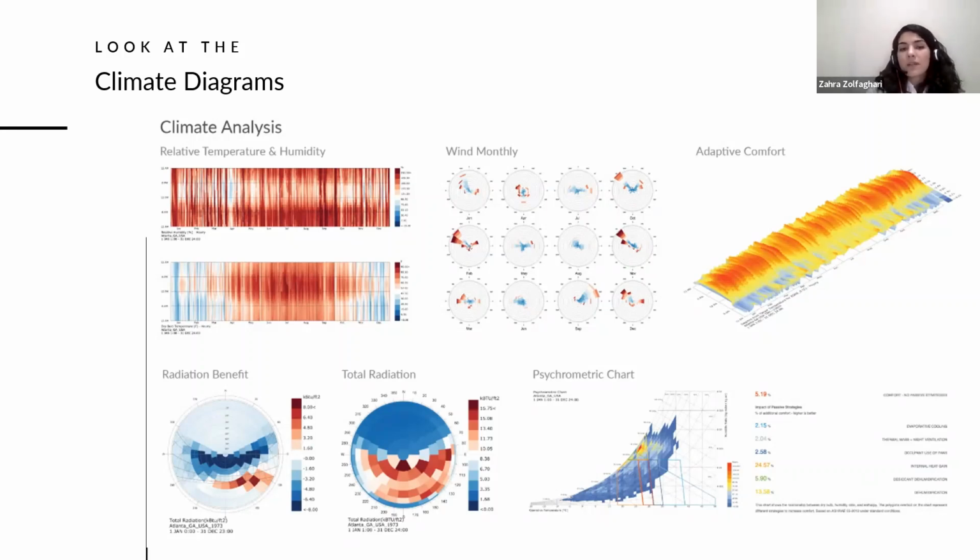It also gave us a glimpse of what should be the main point of consideration when it comes to the design process. For example, by looking at the relative humidity diagram, you can tell that there should be extra attention to dehumidification and ventilation in this project, because almost all the diagram is red.